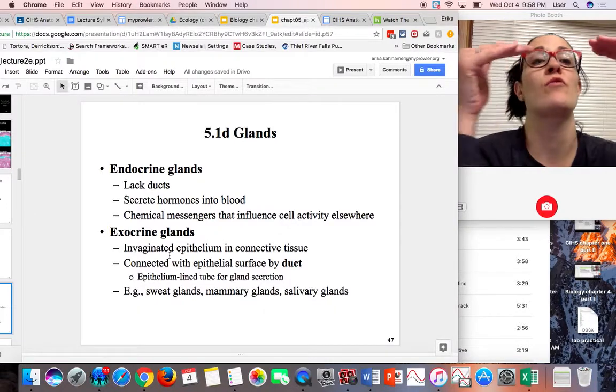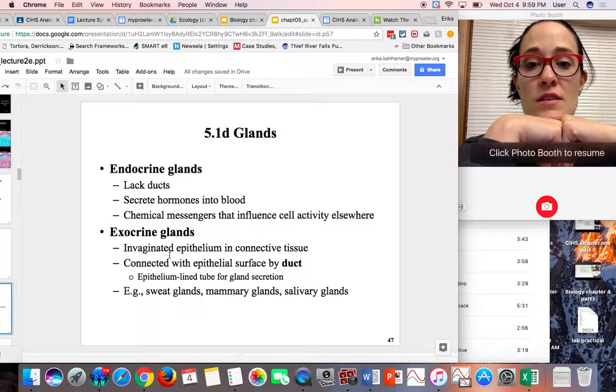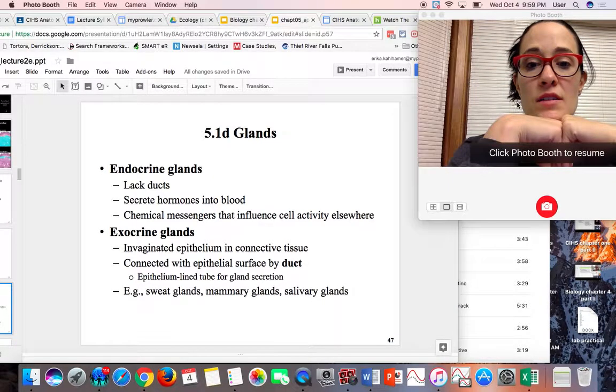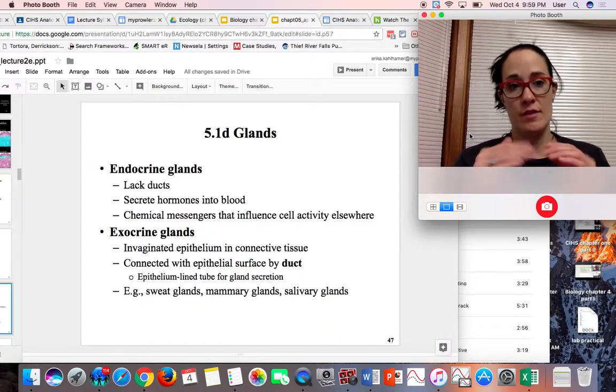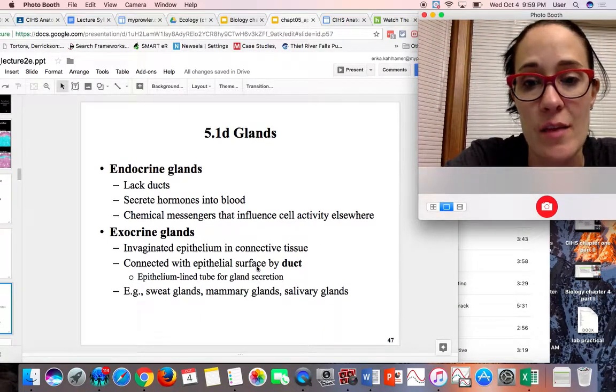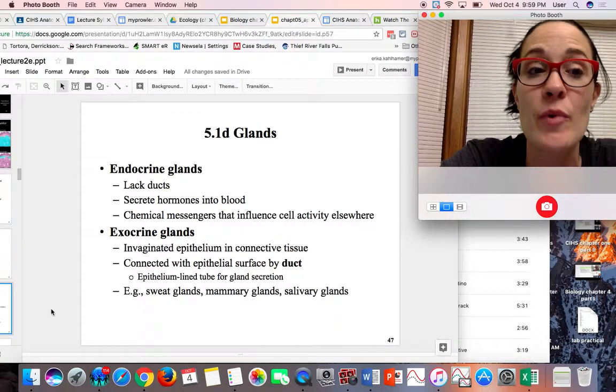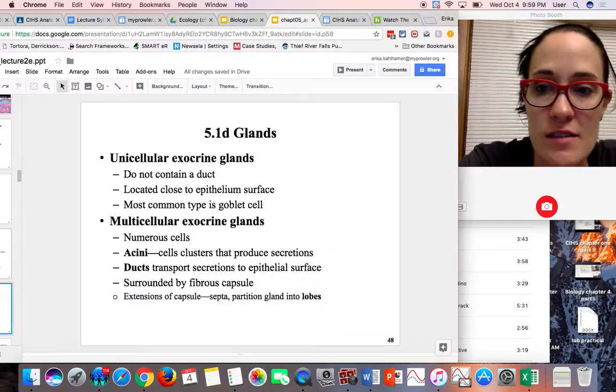Exocrine, there's forms of what's called an invagination from the cells. And the invagination goes down into the connective tissue, and secretions are secreted to the outside via a duct onto the outside layer of the epithelial tissue. So sweat glands, mammary glands that secrete milk, and salivary glands.